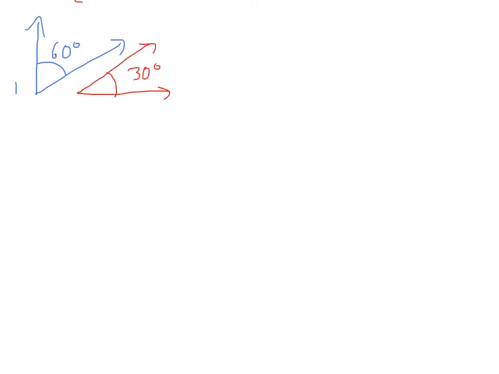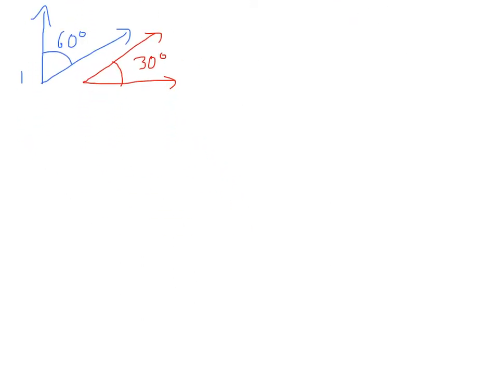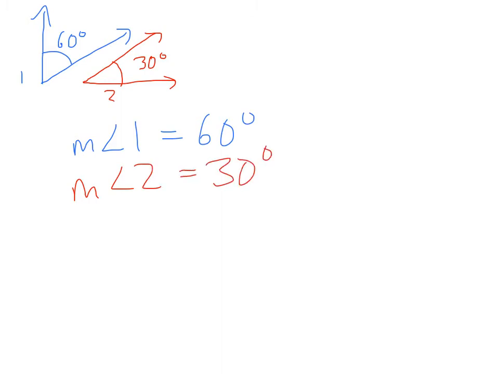Great. Anyway, if I had two angles and one was 60 and the other one was 30, would those be complementary? Yeah, and the reason is this: the measure of angle 1, so that's how we write measure of angle 1, m angle 1, is 60 degrees. But the measure of angle 2 is 30 degrees. And if you add those up, guess what you get? 90 degrees. And so they are complementary angles.